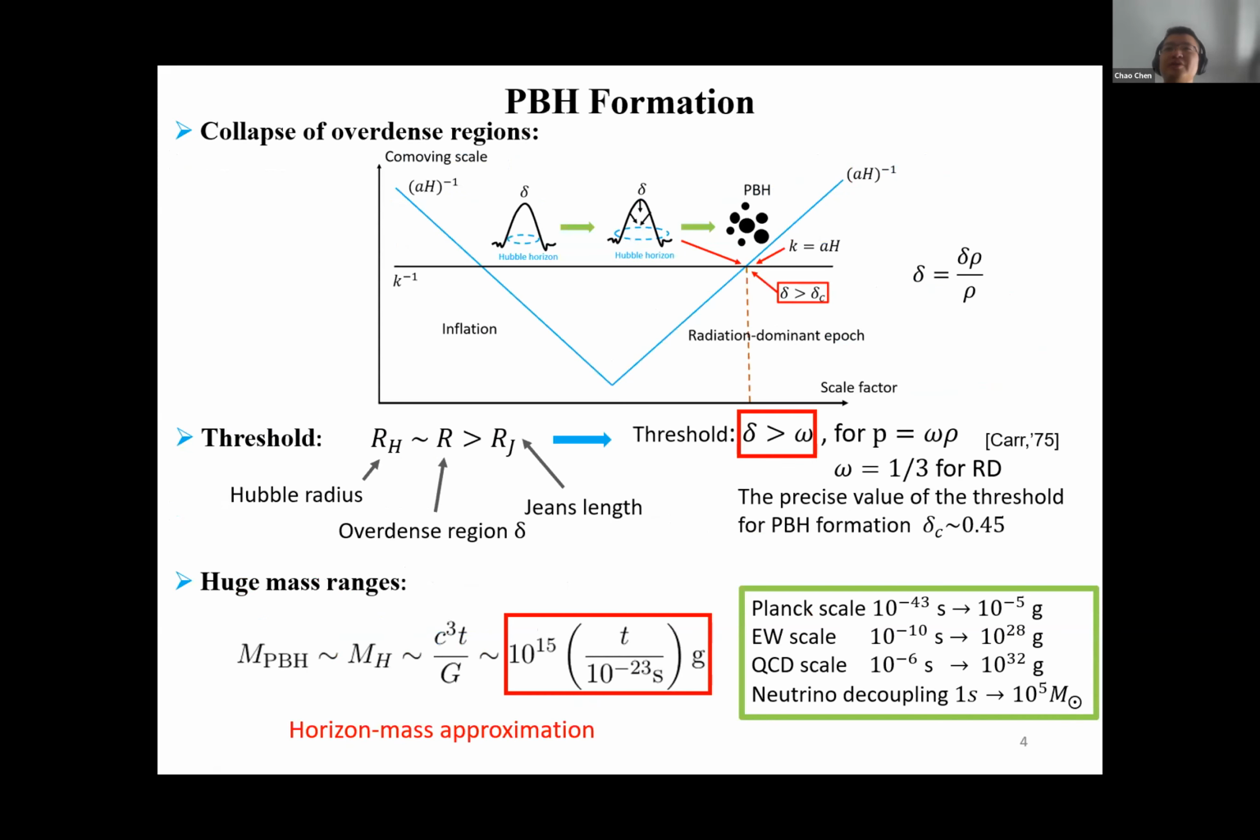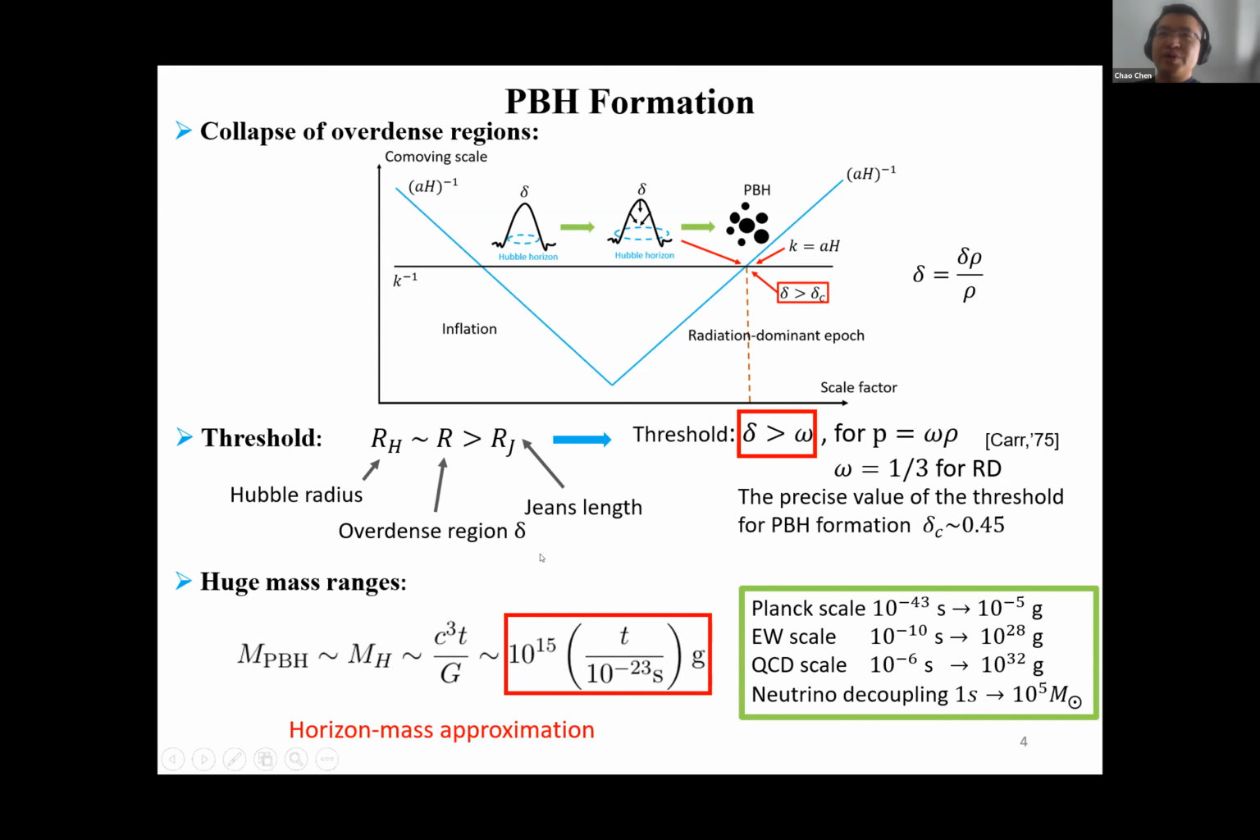Let's take a quick look at the PBH formation model. If you have an overdense region in the early universe, when this region crosses the Hubble horizon during radiation domination, and if the density contrast is larger than delta c, the threshold, this region can start to collapse into a black hole. That is roughly the physical picture for PBH formation.